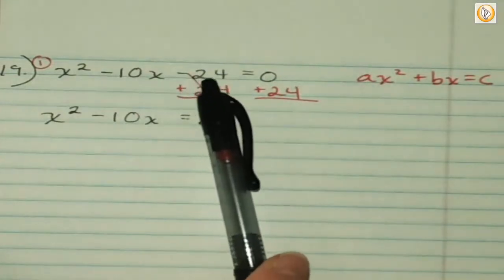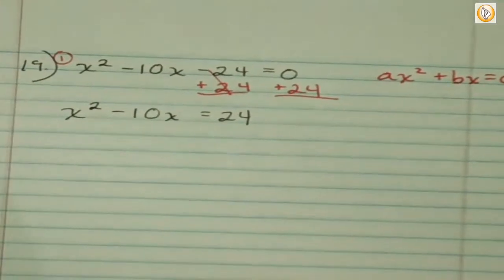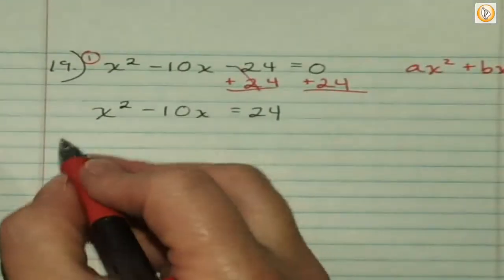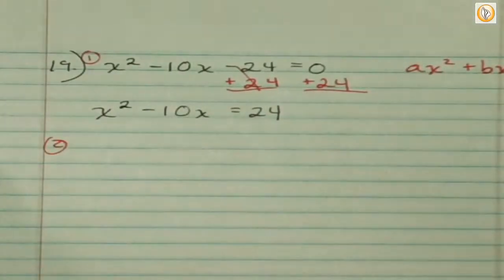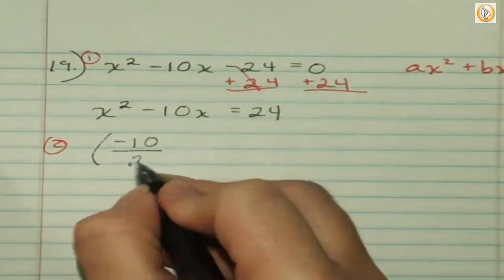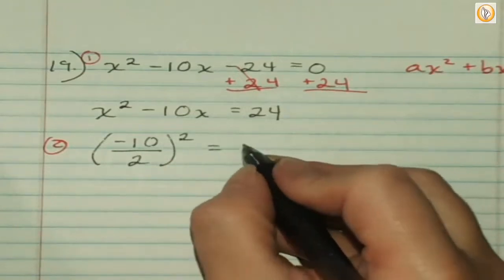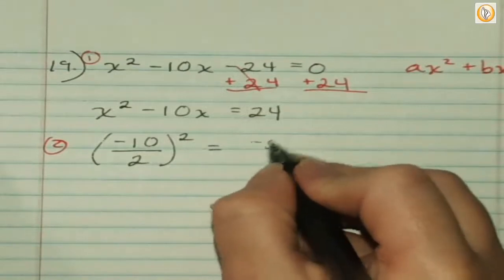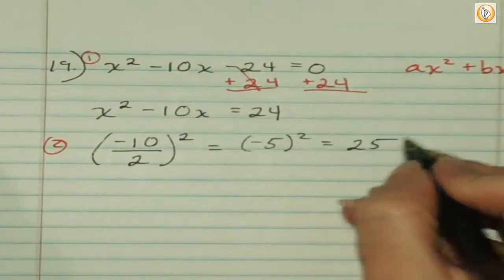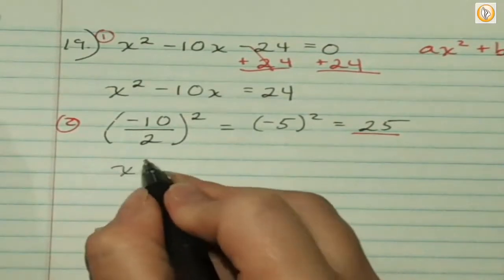Just remember, this number by itself is c. You have to move it over here so it looks like that. Now what do I do? Next, you take the b, negative 10, and put it over 2, squared. All right, so step 2, negative 10 over 2 squared. When you reduce it, you get negative 5 squared. Then square that, and you get 25. Very good. So what do I do with that 25? Add it to both sides.